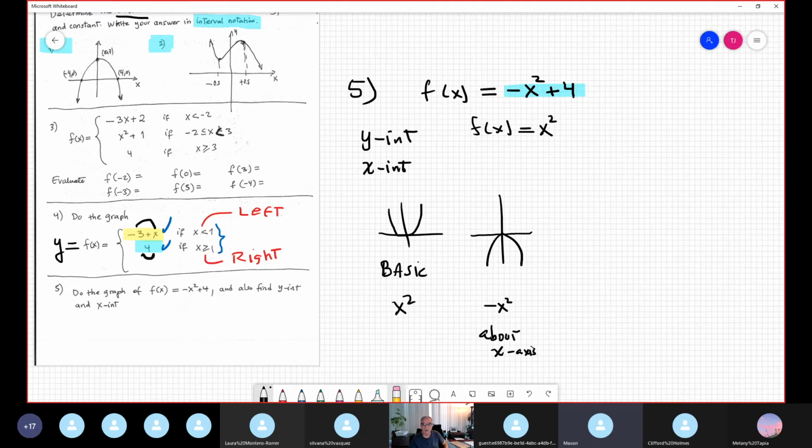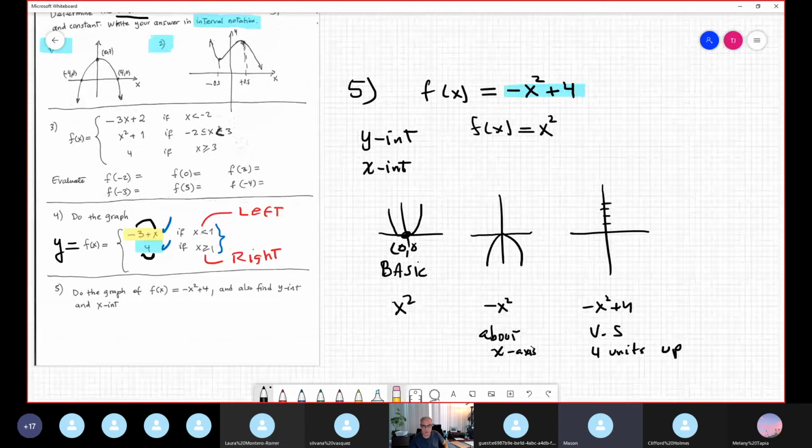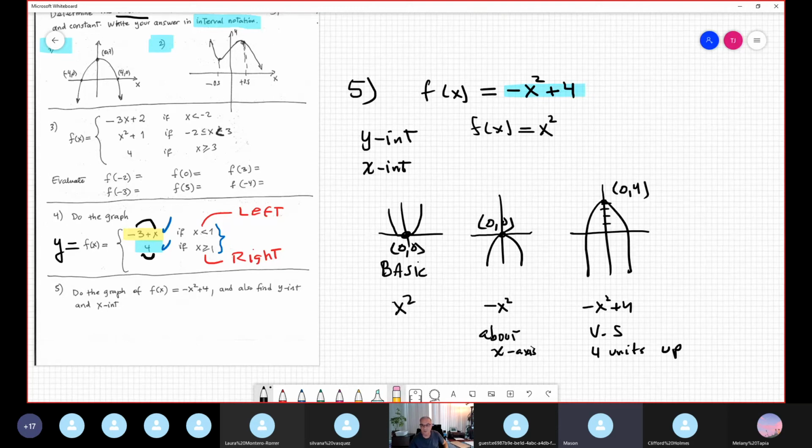Okay. And plus 4 is a minus x squared plus 4. It's a vertical shift 4 units up. So my parabola now is 1, 2, 3, 4. The vertex of the parabola, that normally is at 0,0, and when you change the sign it stays the same, now changes to 0,4, and the parabola opens down.